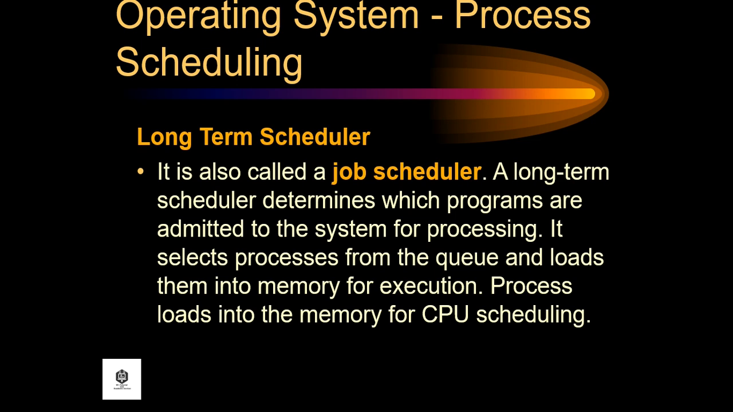Let us first define the long-term scheduler. It is also called the job scheduler. A long-term scheduler determines which programs are admitted to the system for processing. It selects processes from the queue and loads them into memory for execution. The process is loaded into the memory for CPU scheduling.